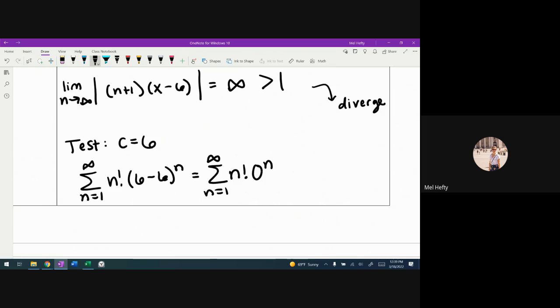Let's list out some terms, shall we? What's the first term? What's the second term? What's the third term? If I add up infinitely many zeros, do you know what that adds up to? 0. And is that a number? Yeah. So that actually does converge.